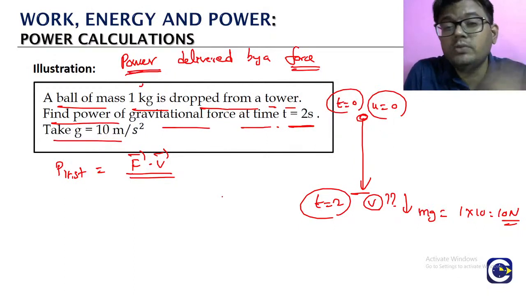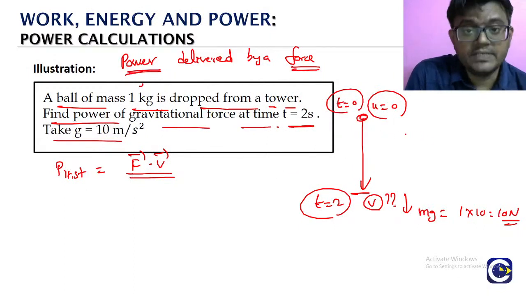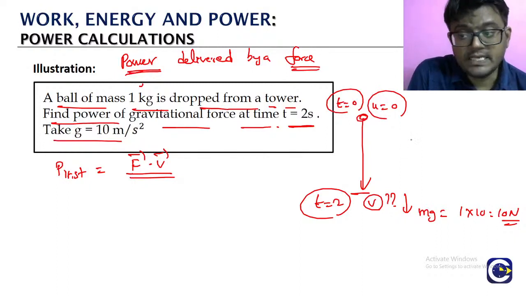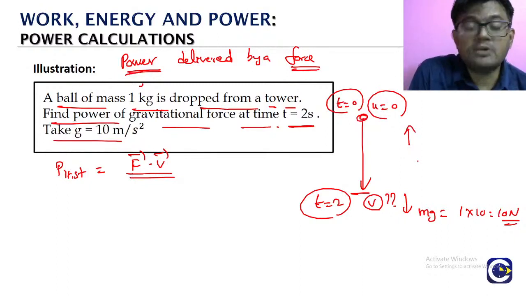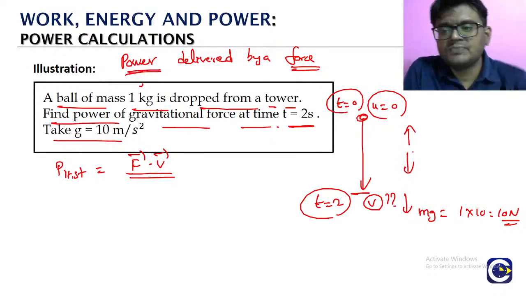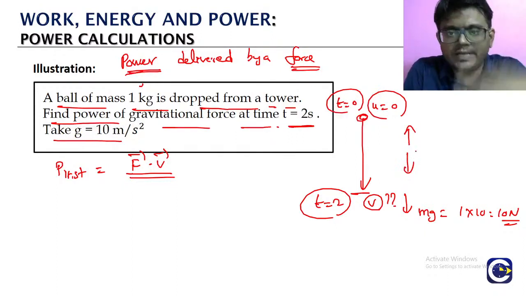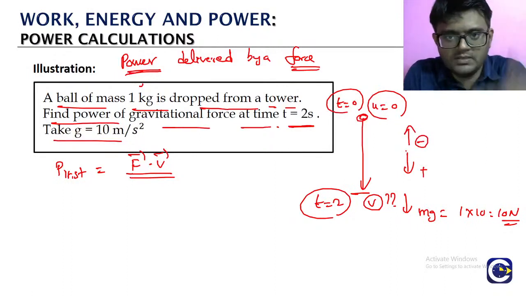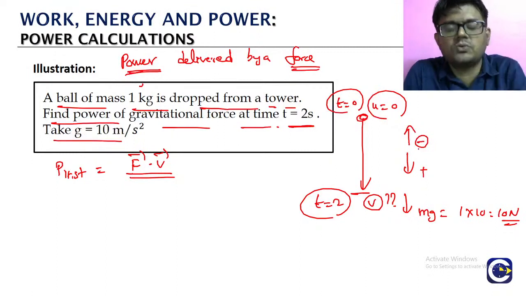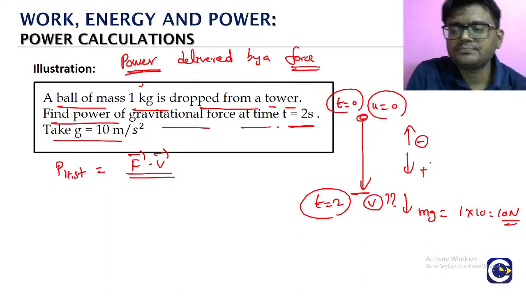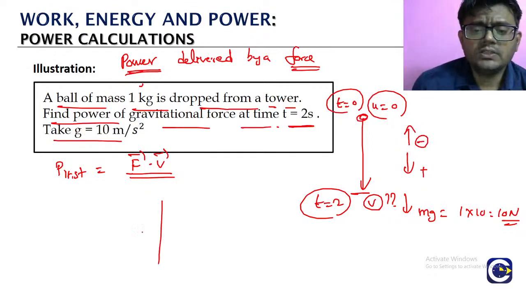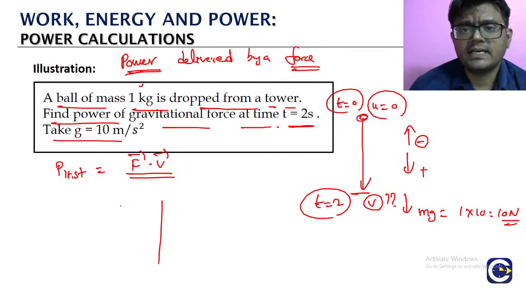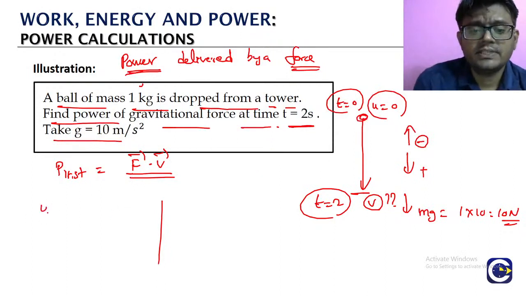Generally what we do there, we will use the sign convention. What is it? Anything upward we take it as positive, downward we take it as negative. But since here it is moving downwards, let us take downward as positive, upward as negative, because obviously when you drop it, it is going to only come down, it will not go up. So using the kinematics equations of motion, look at this.